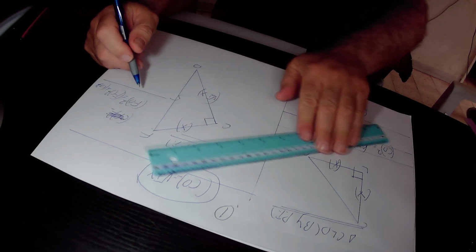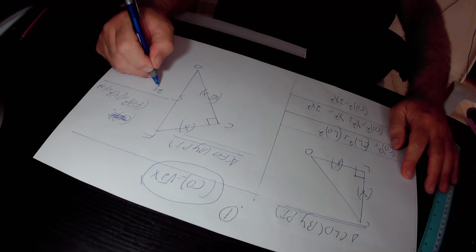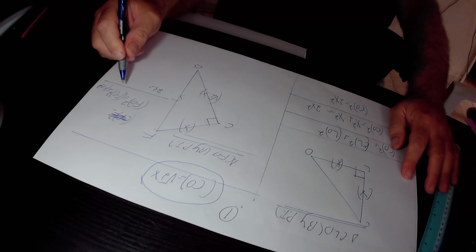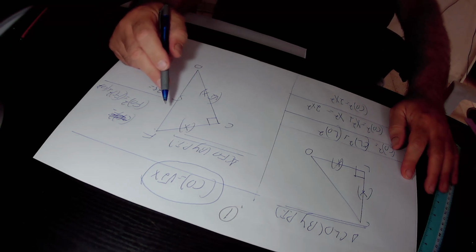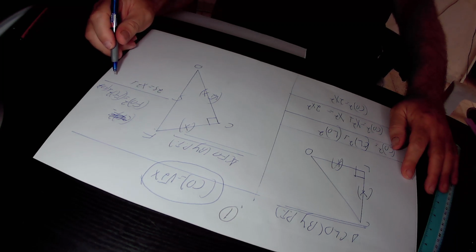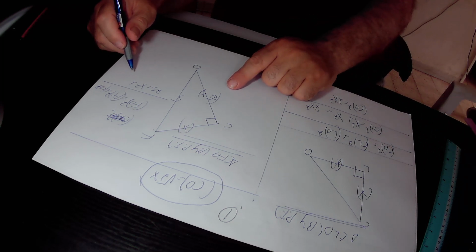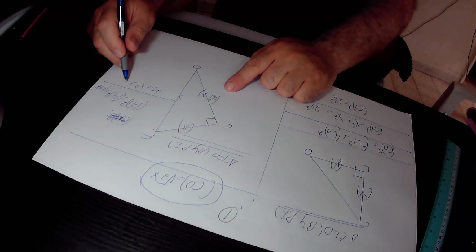The hypotenuse FO is 5, therefore FO squared is 5 squared, that is 25. So 25 equals FC squared. FC is x, therefore FC squared is x squared, plus CO squared. CO is square root of 2 times x, therefore CO squared is square root of 2x squared. This actually equals 2x squared.